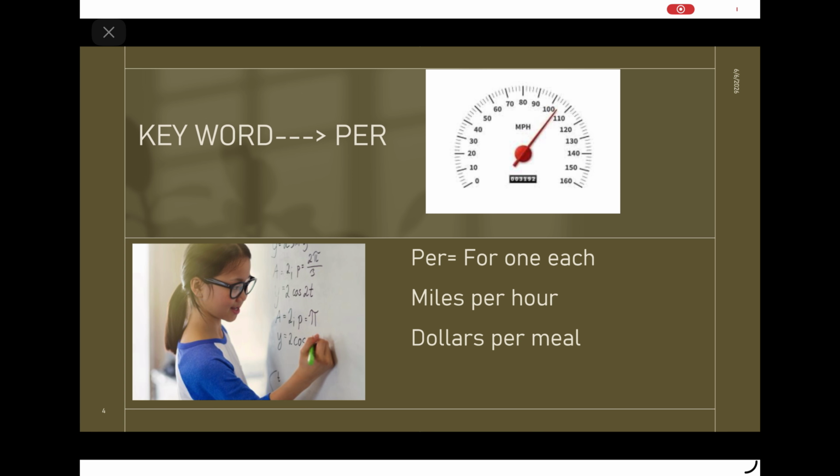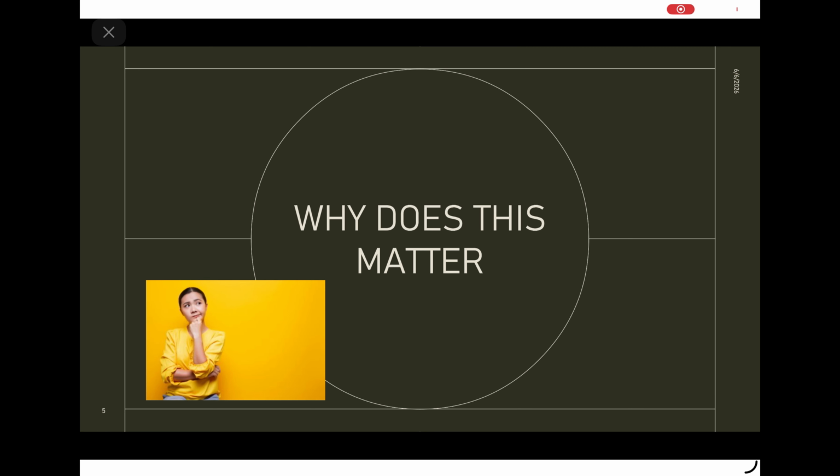On our papers, we have the sentence starter: Per means blank. Per means for 1 each. I want you all to say that out loud. I'll give you a second to say that out loud as a class. Ready? 1, 2, 3. Per means for 1 each. Great job.